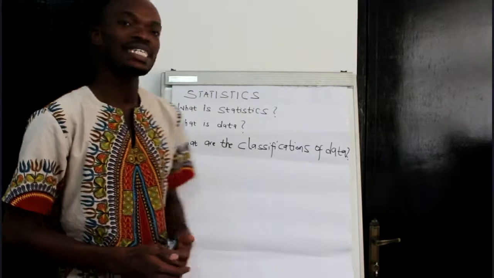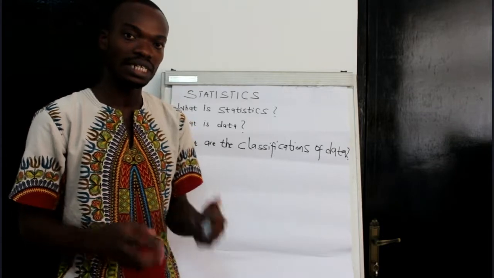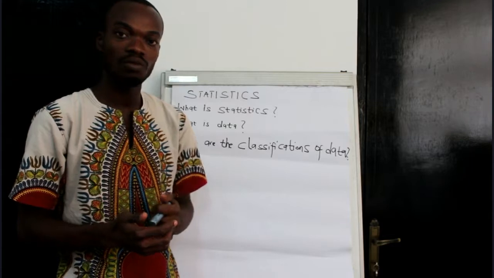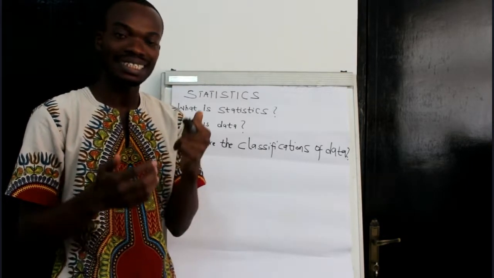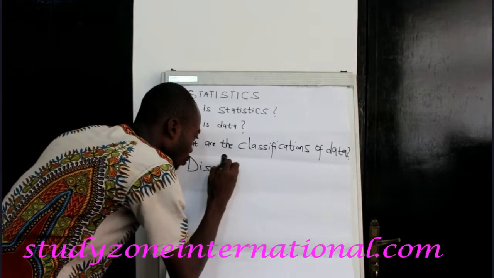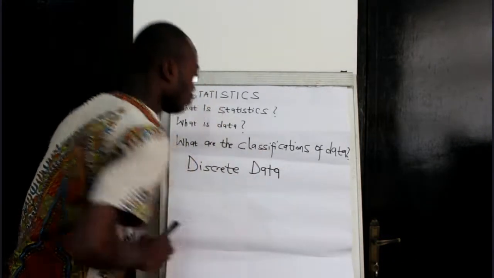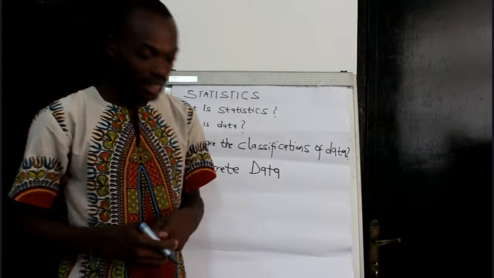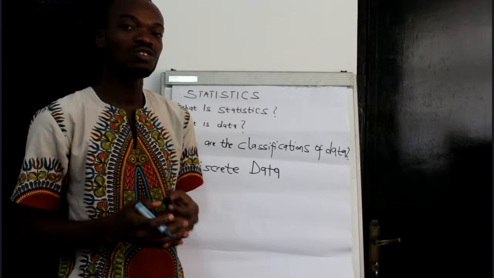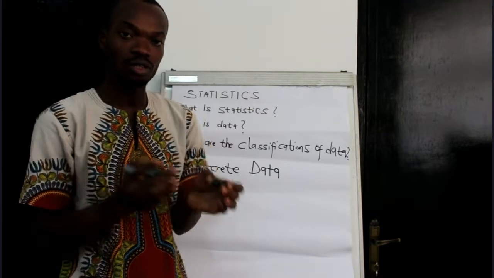Now, what are the classifications of data? There are two main classifications of data. We have one, discrete data, and the second classification is continuous data. Discrete data. When we say discrete data, basically it is data that can be counted but does not include decimals. Data that can be counted but does not include decimals.